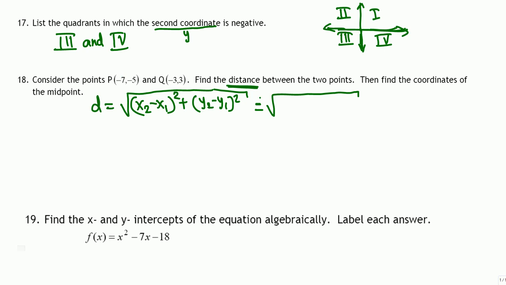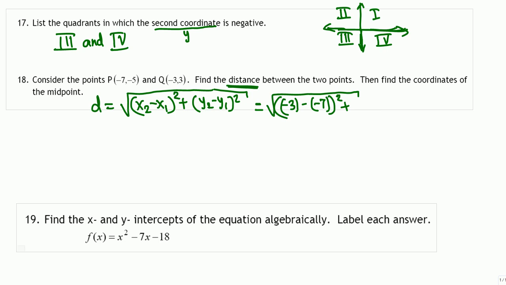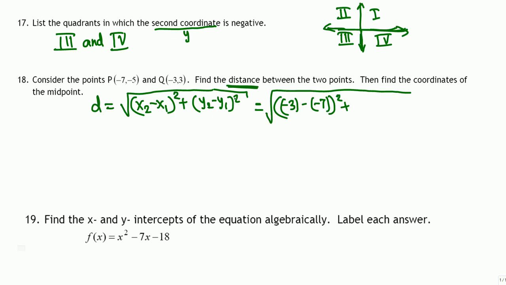So x2 minus x1 is negative 7 quantity squared, plus y2 minus y1 squared, y2 is 3 minus negative 5 squared. Let's simplify. We need to get rid of the parentheses, then we square once we combine these two terms. Negative 3 minus negative is positive 7, negative 3 plus 7 is 4, 4 squared is 16, plus 3 minus negative, so 3 plus 5 is 8, 8 squared is 64.